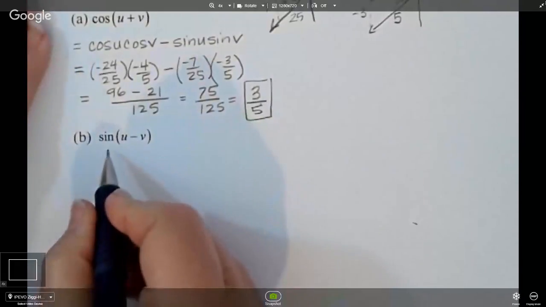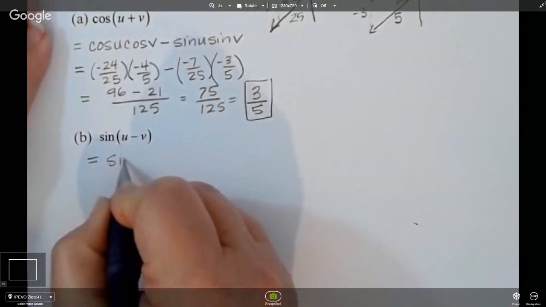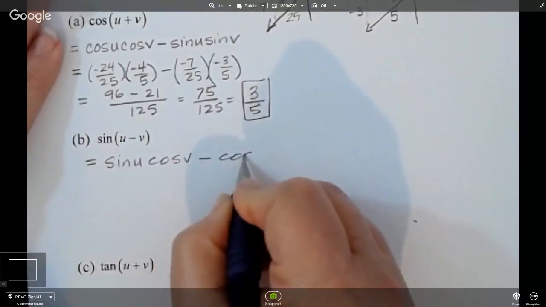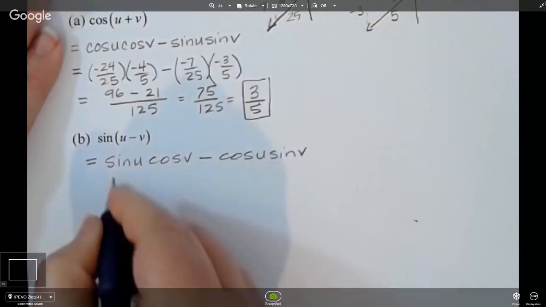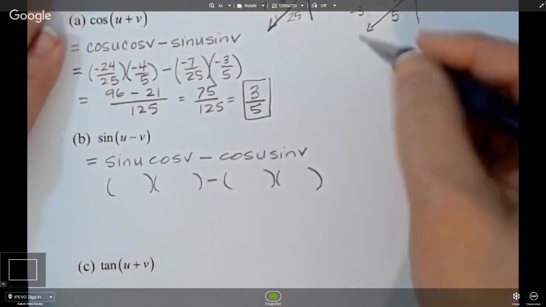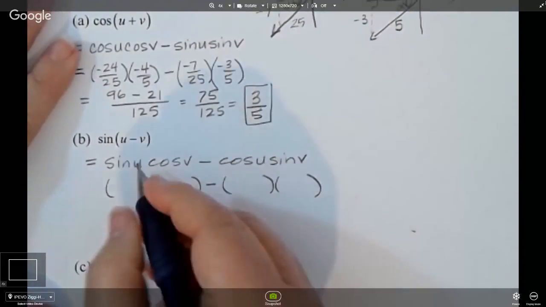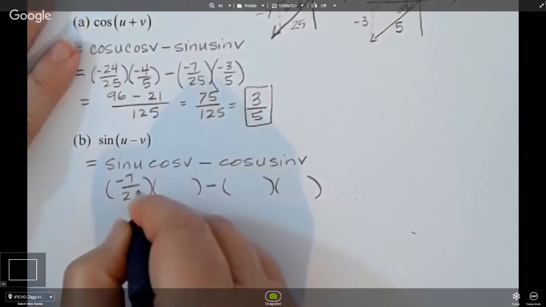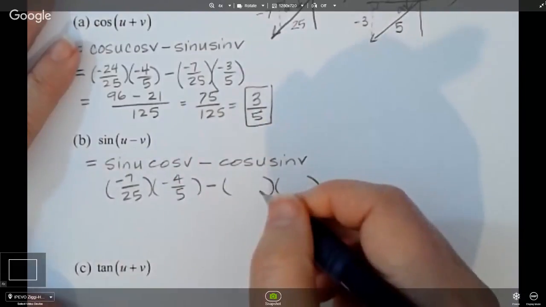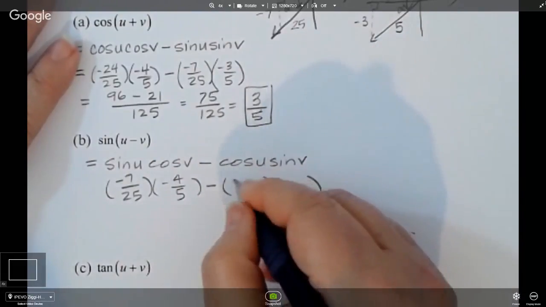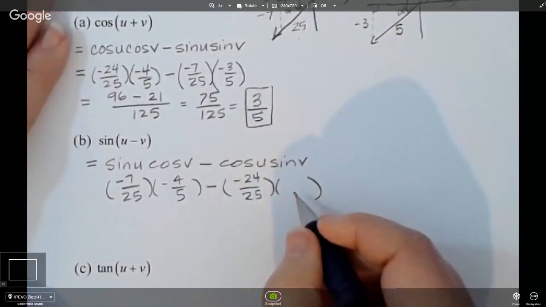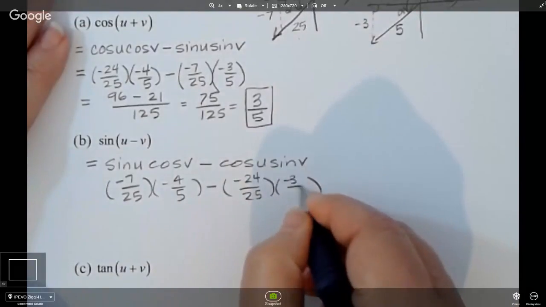The sine of the difference would equal the sine of u using the expansion, cosine of v. The signs stay the same. Cosine of u, sine of v. All right, so we're just going to replace these with the values we find in our reference triangles up above. So sine of u is going to be negative 7 over 25. The cosine of v is negative 4 fifths, minus the cosine of u, which is negative 24 over 25, which is the adjacent over the hypotenuse. The sine of v is negative 3 fifths.